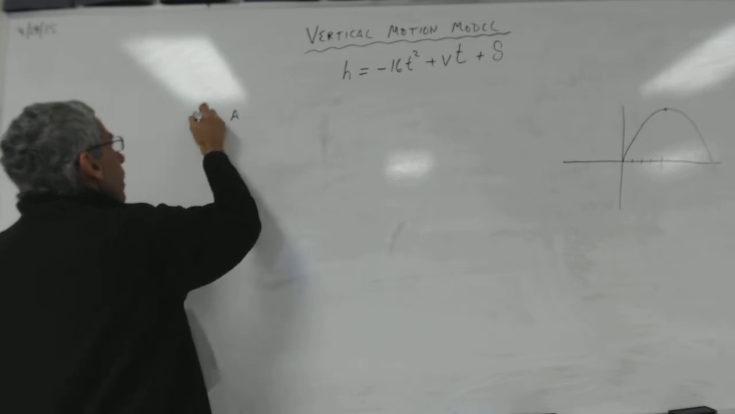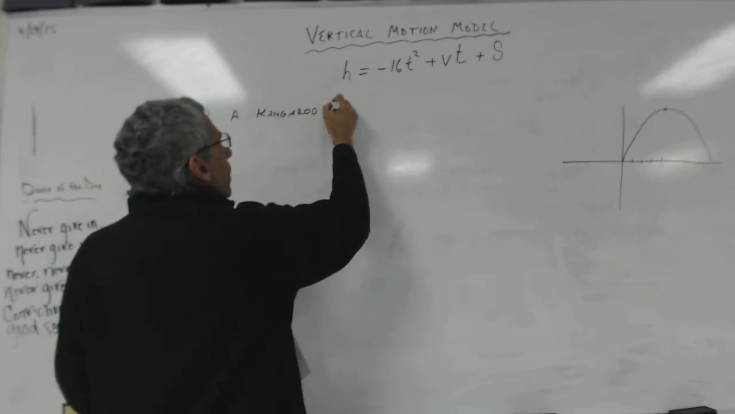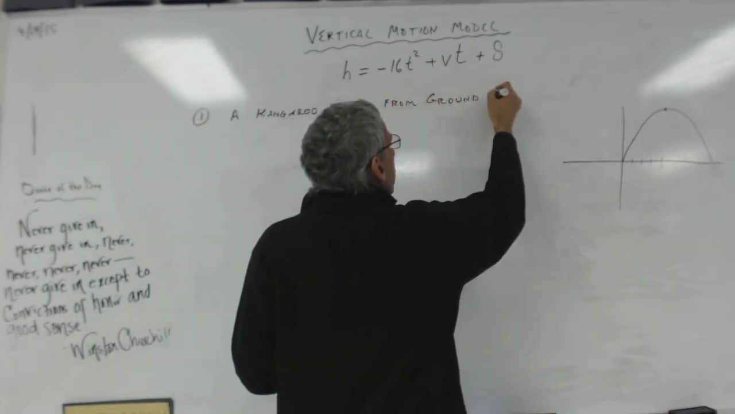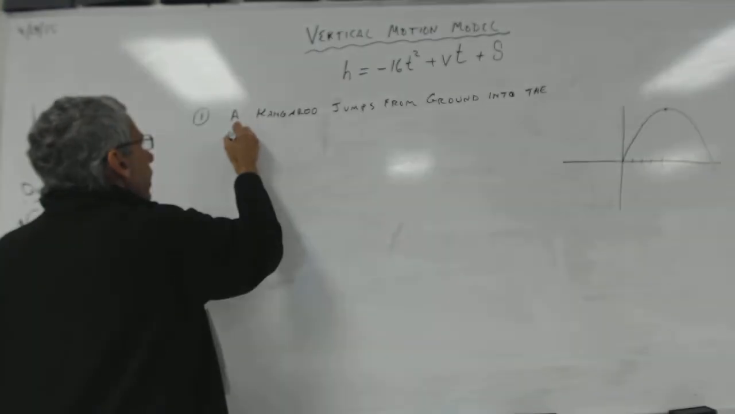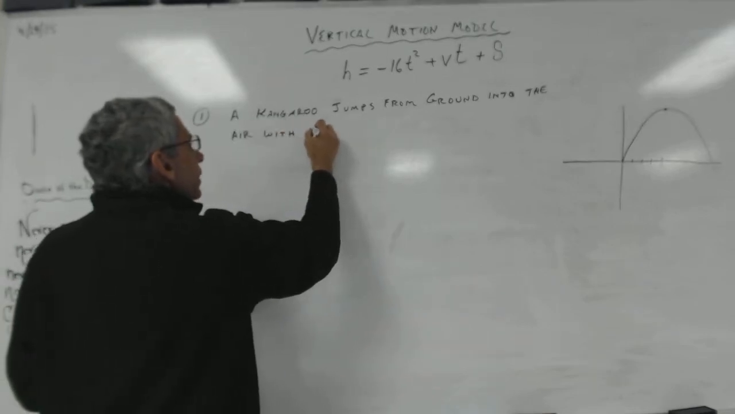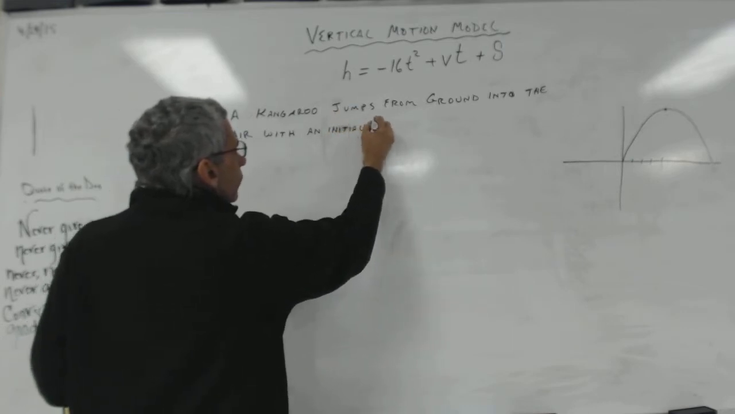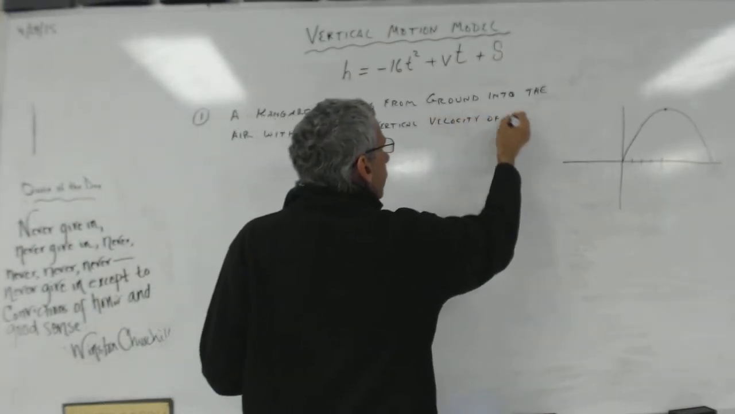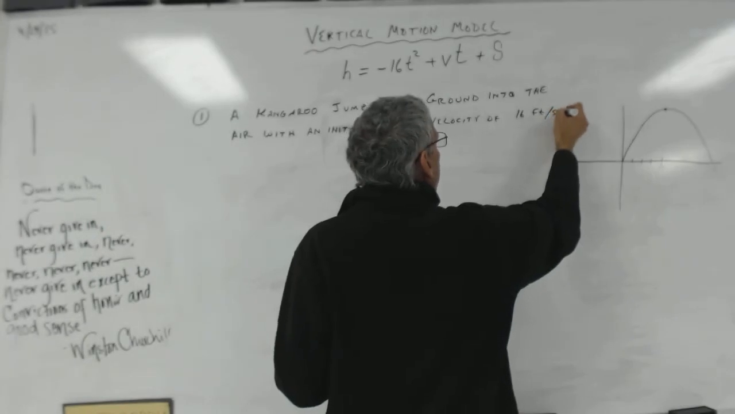So here's my problem. A kangaroo jumps from the ground into the air with an initial vertical velocity of, we'll just keep it simple, 16 feet per second. You guys should be writing this down, not talking.